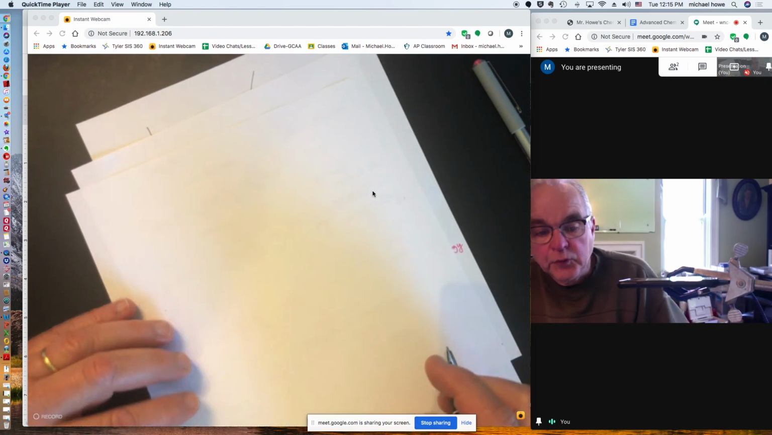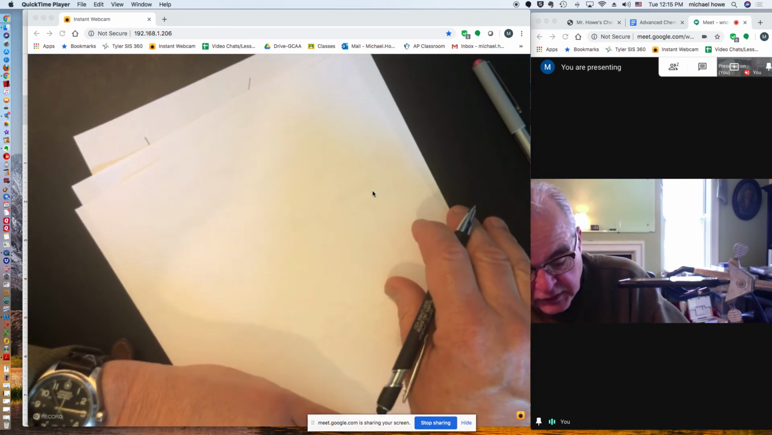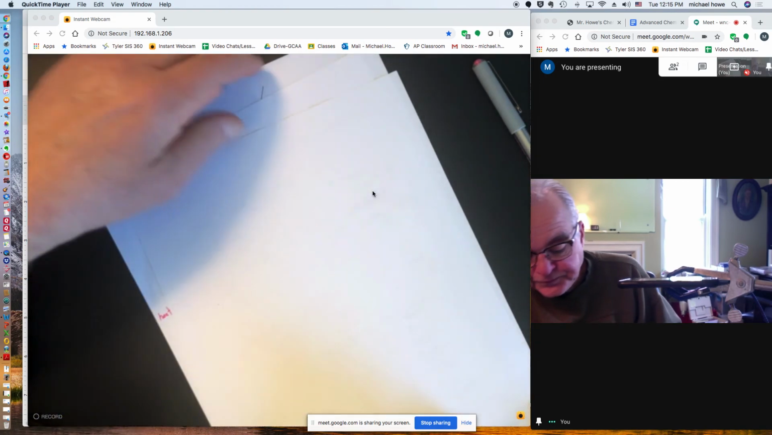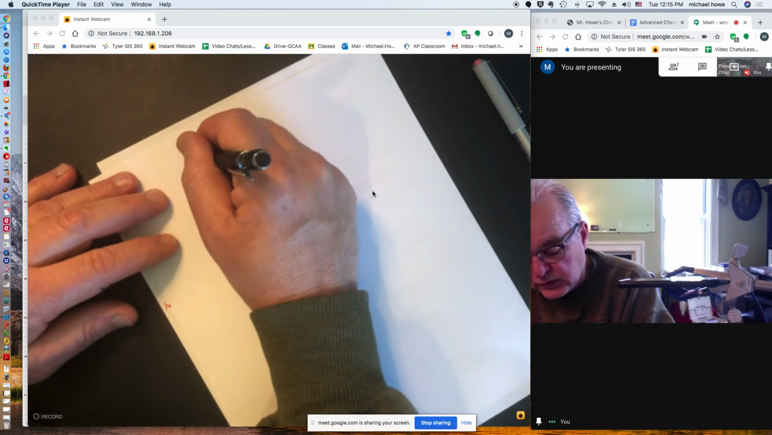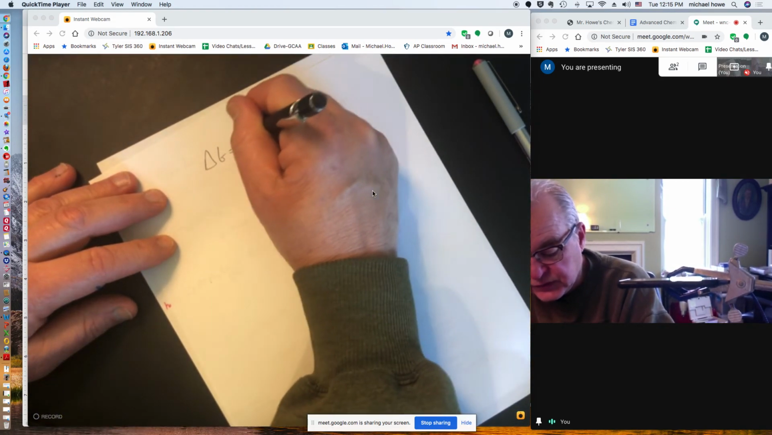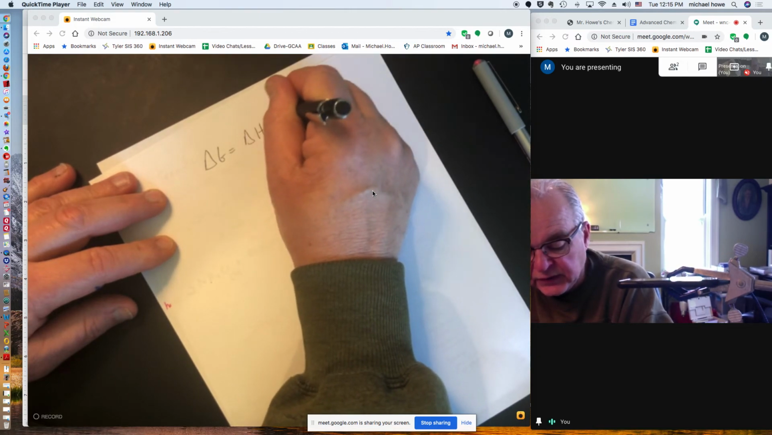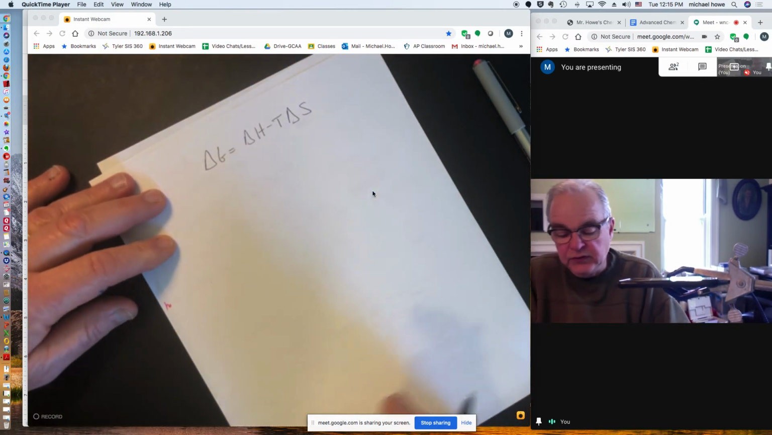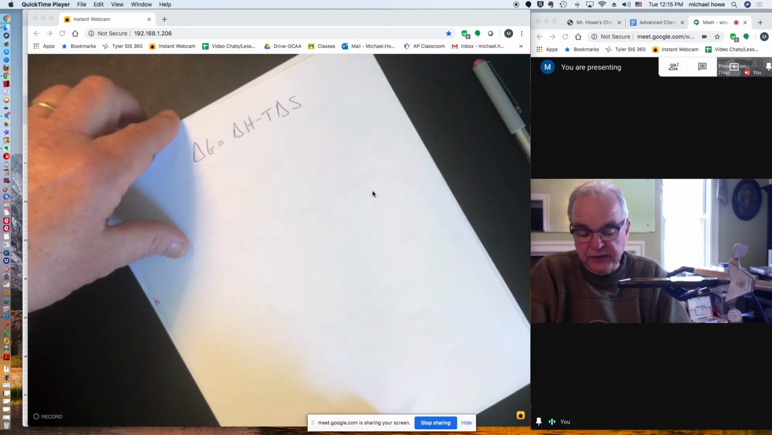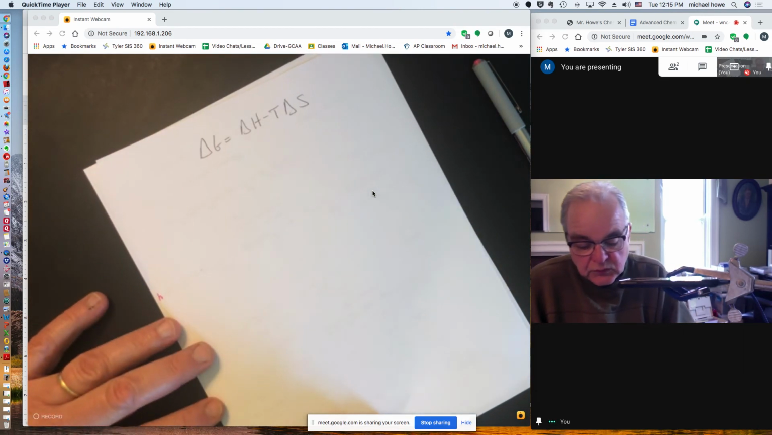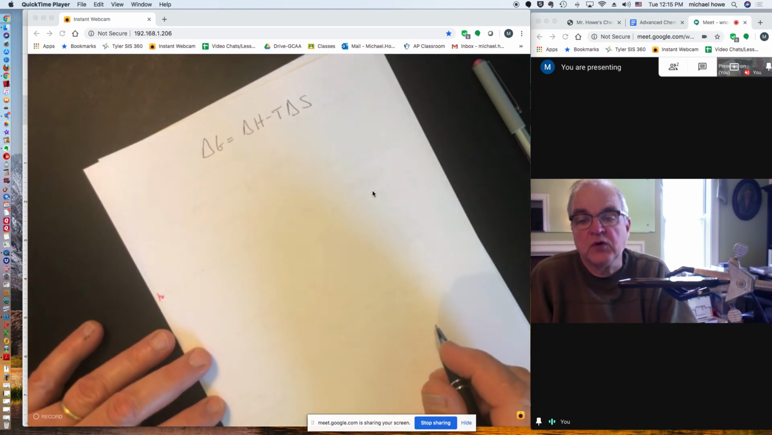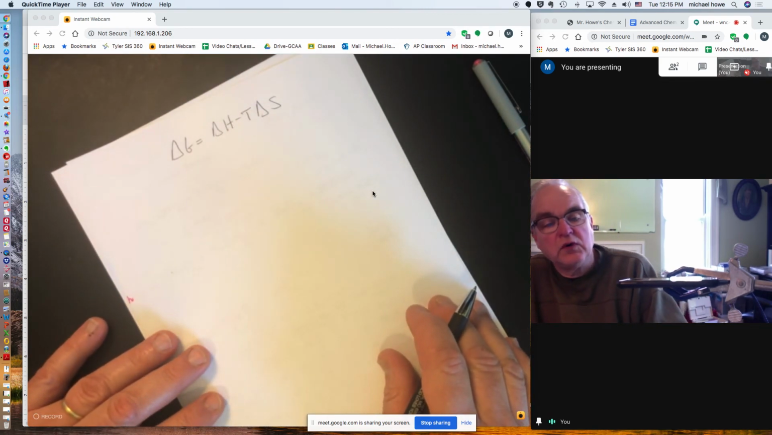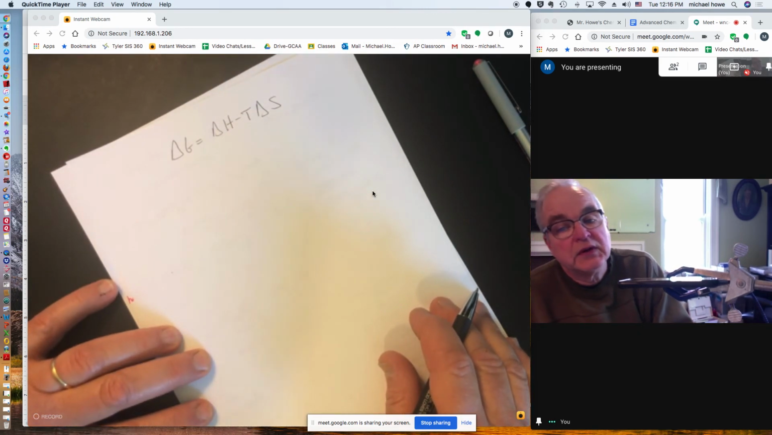So this is part 3 of the lesson on Gibbs free energy and entropy and enthalpy. So I'm going to write the equation down. Delta G is equal to delta H minus T delta S. This section is going to go beyond what we did in the class meeting this morning and give you 3 more equations, for a total of 4 equations that can be used in this unit.